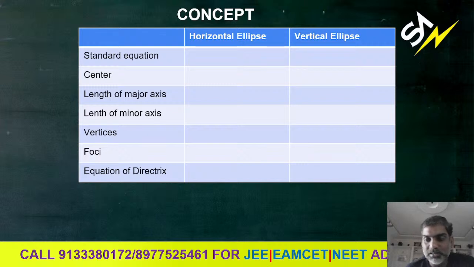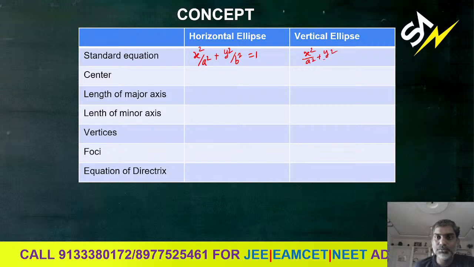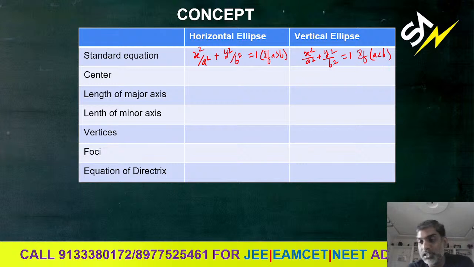First let us take the standard equation. In both the cases the standard equations are the same. For a horizontal ellipse the standard equation is x square over a square plus y square over b square equals 1. Here also it is x square over a square plus y square over b square equals 1. But how do you identify whether it is a horizontal or vertical ellipse? If a is greater than b, it is a horizontal ellipse. If a is less than b, then that is a vertical ellipse.